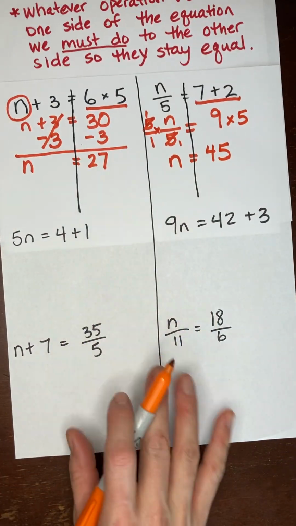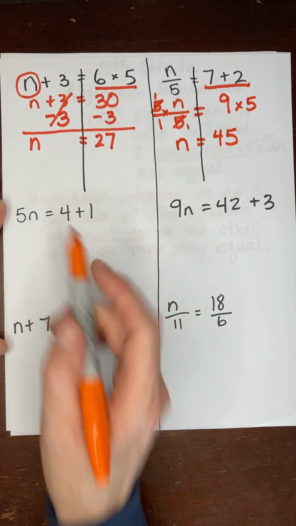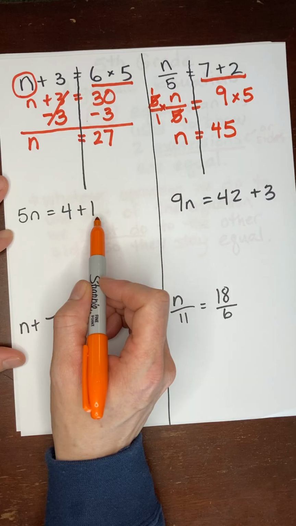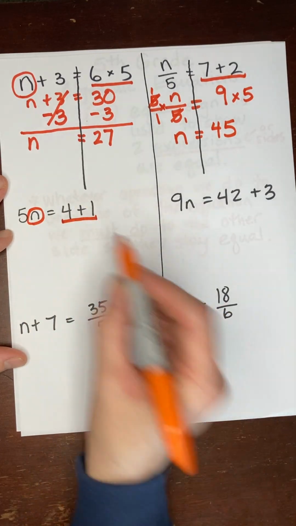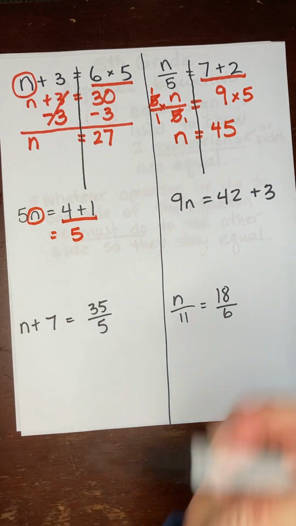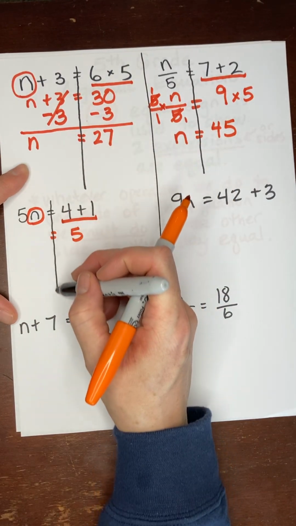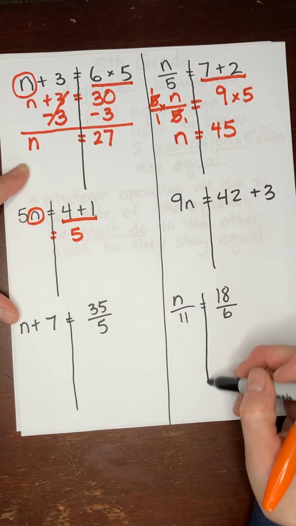Okay, let's look here. My next problem. Which way to turn my page? There we go. We have 5n equals 4 plus 1. All right, let's simplify this side. All right, my variable's over here. 4 plus 1 is 5. And again, let's take my pen. I'm just going to do it to all of them all at once here. Keep my equal sign all lined up.